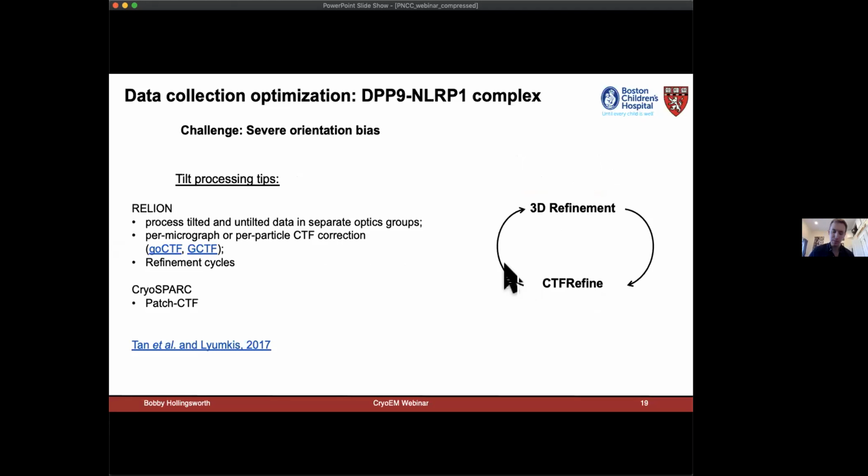For data processing, we found that a good initial estimation of the contrast transfer function is absolutely essential for further processing steps. This is because when collecting data at a tilt, the CTF is going to vary across the micrograph. So it's really important to use things like per-particle CTF correction with GCTF or Gctf, and CryoSPARC's patch CTF function works just beautifully for this. Otherwise, alignment in initial 2D and 3D classification will be quite poor.